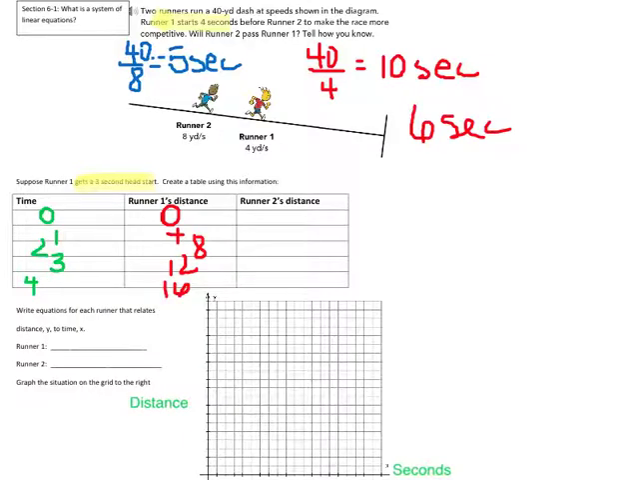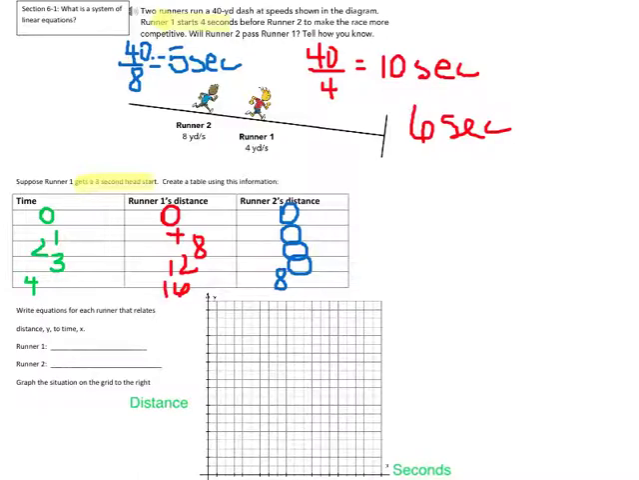Runner 2, remember, he has to wait, so at time equals 0, he hasn't started yet. At time equals 1, he hasn't started yet. At time 2, he hasn't started yet. So these are all zeros, and at 3 seconds, he hasn't started yet. At 3 is when he starts, so at 4 seconds, he has gone 8 yards. And then from there, it will go up 8 every time.